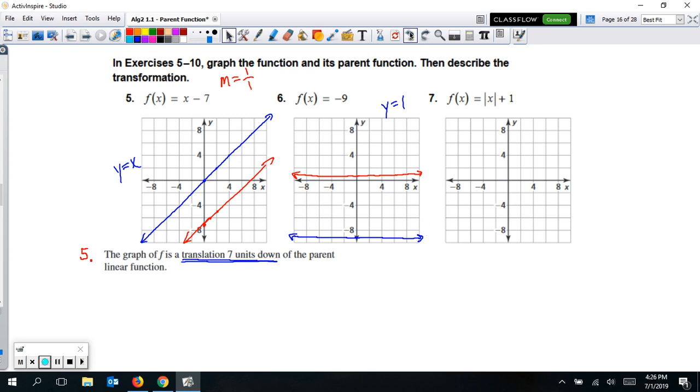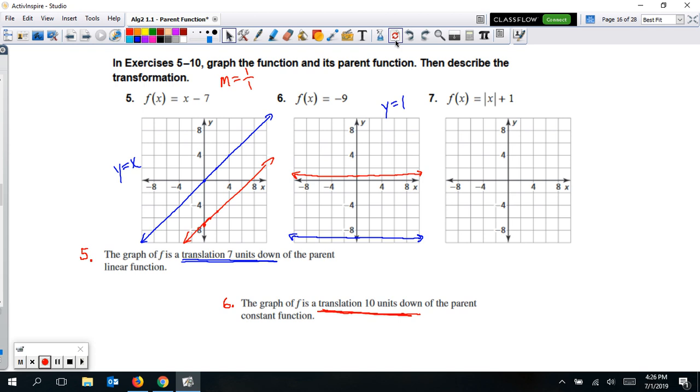And what would the transformation be now? So for this one, the graph of f is a translation. So again, we're using the word translation. 10 units down. Notice all of these are translations so far. 5 and 6 and 7 will be that as well. So it's just looking at the translations of these graphs. So we're using the translation word. 10 units down. It went from 1 down to -9. So that's why it's 10 units down.